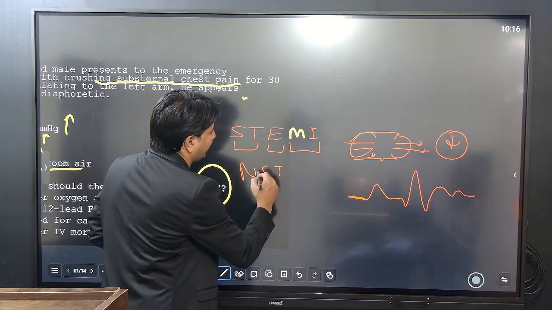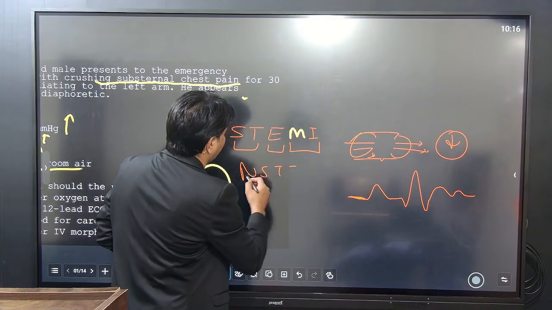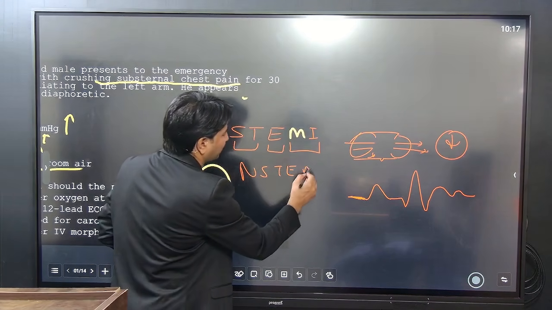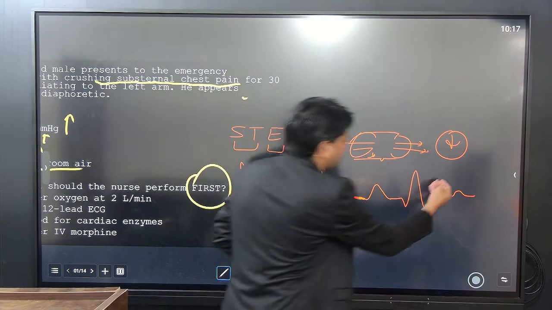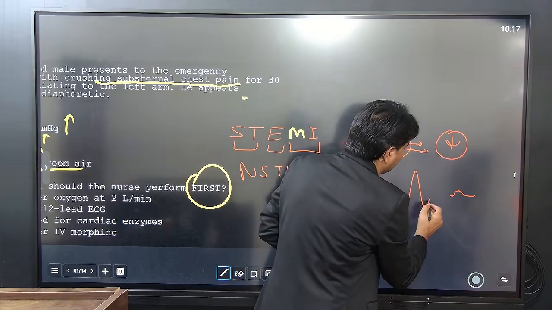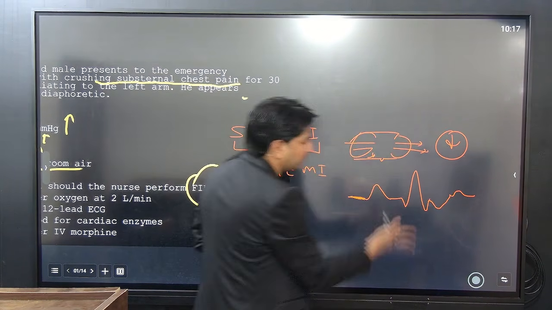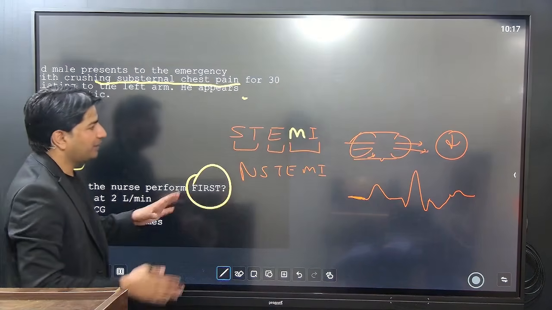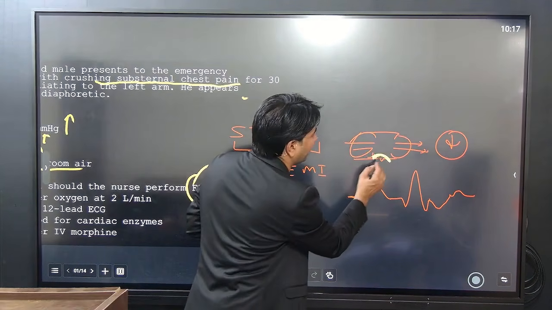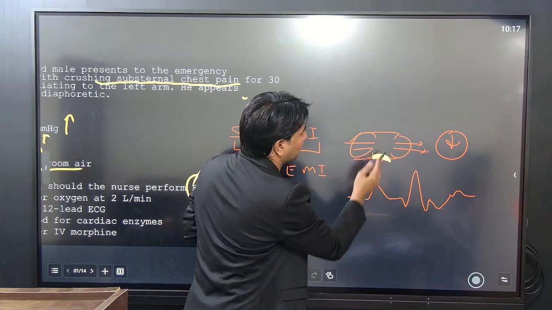NSTEMI is a non-ST elevation MI. This means that if the ST segment in this is not elevated, it's depressed, meaning it's on the lower side. This only happens when the coronary artery is partially blocked, not completely blocked, but partially blocked.